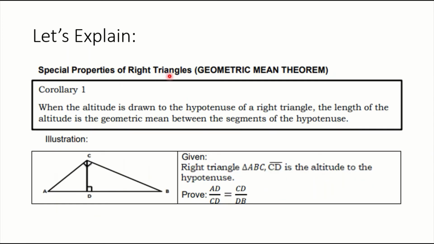Special properties of right triangles. Corollary number 1: when the altitude is drawn to the hypotenuse of a right triangle, the length of the altitude is the geometric mean between the segments of the hypotenuse. For example, in right triangle ABC, CD is the altitude to the hypotenuse. Therefore, AD over CD is equal to CD over DB.